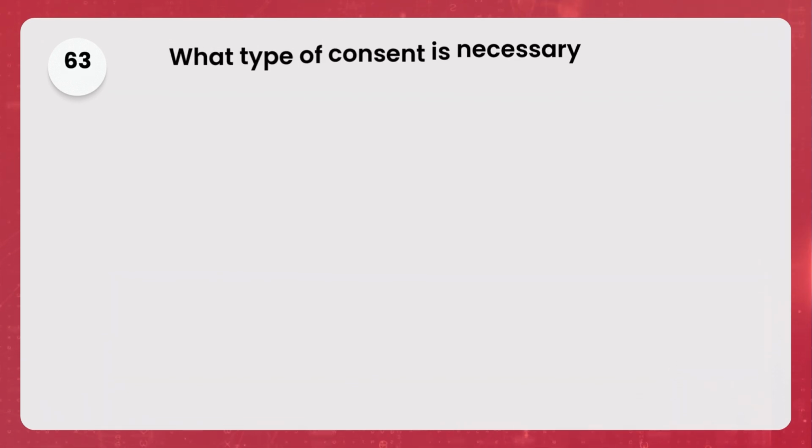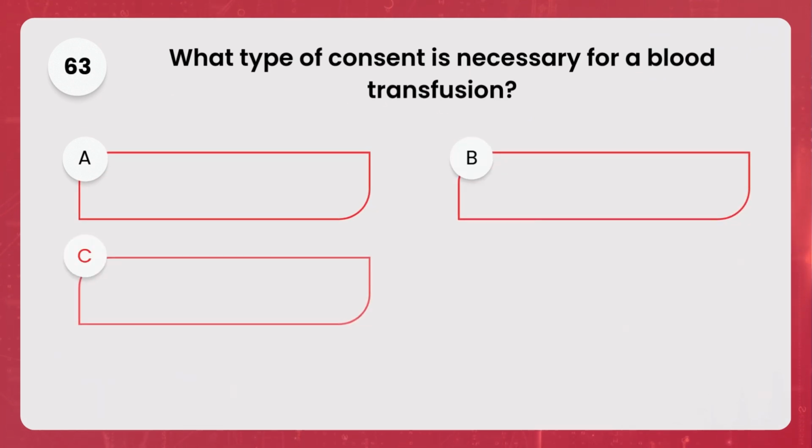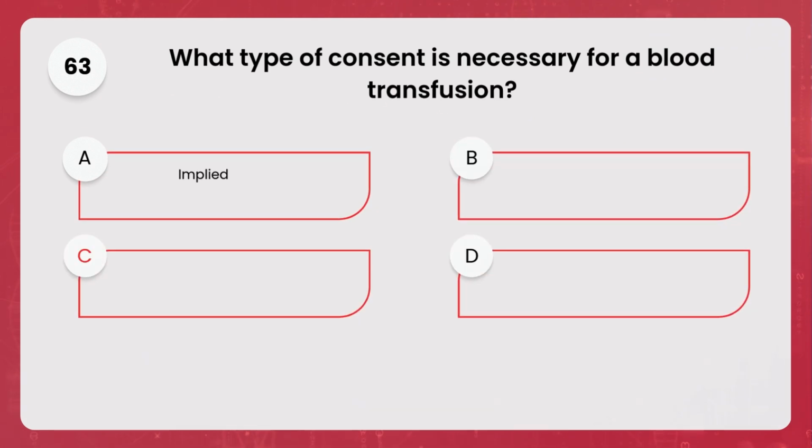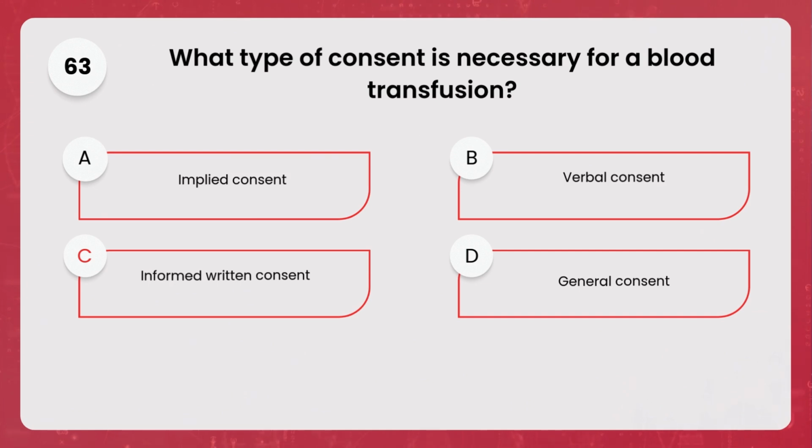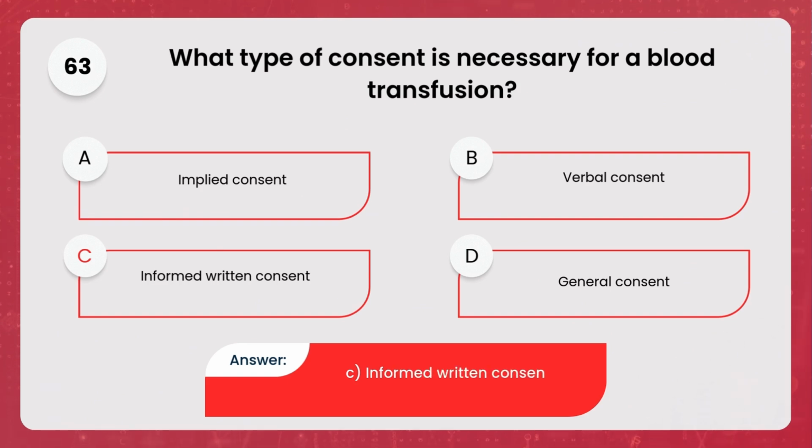Number 63. What type of consent is necessary for a blood transfusion? A. Implied consent. B. Verbal consent. C. Informed written consent. Or D. General consent. The answer is C. Informed written consent.